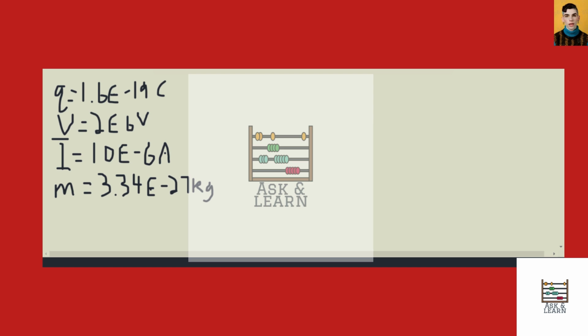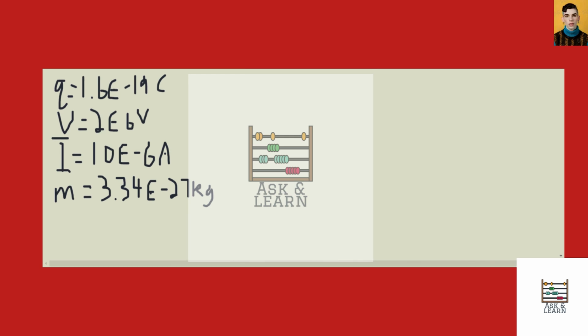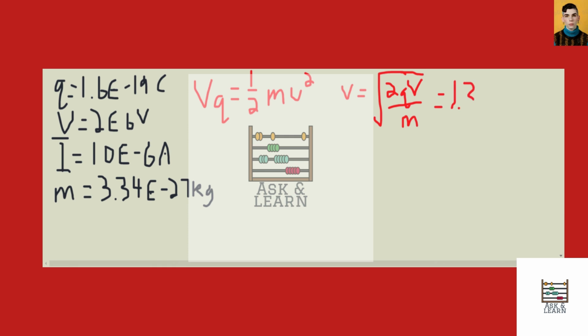So the first thing you want to do is find the velocity of these deuterons. And to do that, we're going to use the energy. So the energy is equal to VQ, and then we can set that equal to the kinetic energy, 1/2 mv squared. If we solve for v, we find that v is equal to the square root of 2 times the charge times the voltage over the mass, and that's equal to about 1.38 times 10 to the 7 meters per second. So that's the velocity of the deuterons.